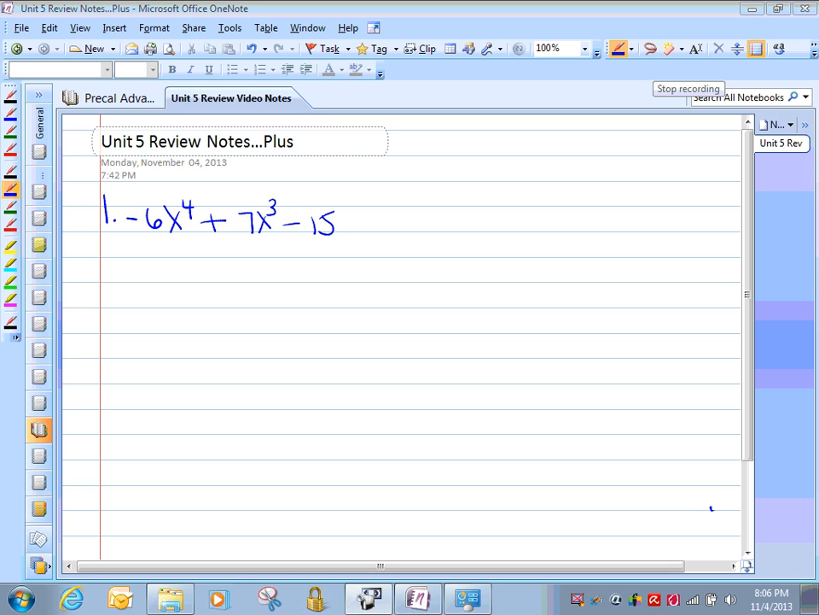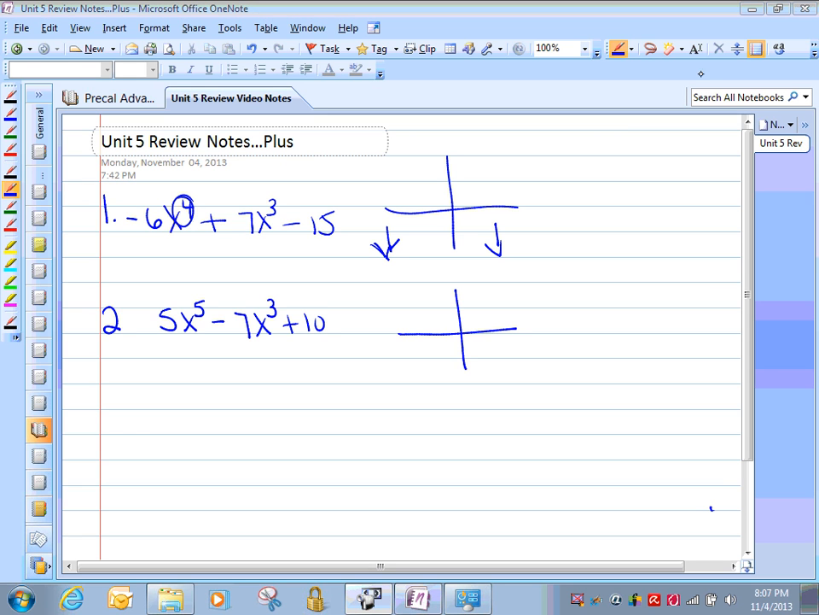The first one on your review was to describe the right and left-hand behavior of the graph. So let's take a look. I like to use a visual. So we know that this graph is negative. It starts out as a negative, so that would mean on the right side of the graph you would go down. And it's an even exponent, therefore on the left side it would do the same. All things would be even, and therefore this is a down-down situation.